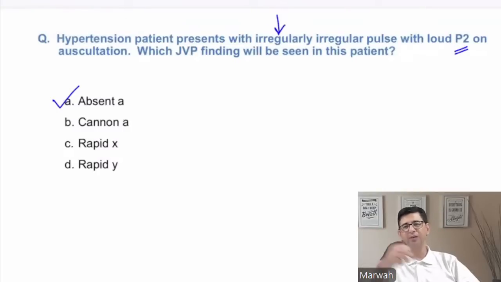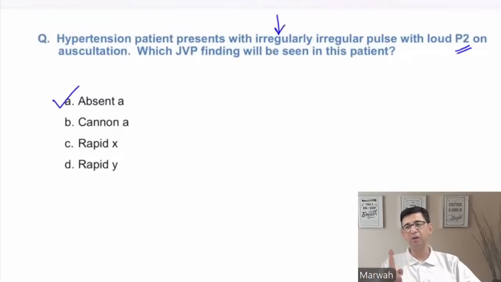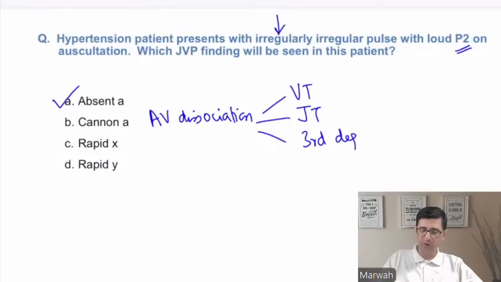My point was only why it is happening after a while in the story. Even hypertension patients later on. No, it doesn't matter. The main keyword is loud P2. Loud P2 would mean that there is pulmonary artery hypertension, and due to that there should be a presence of a large A wave in a patient. So I was thinking cannon A wave cannot be an answer, because cannon A wave is always AV dissociation. That would be ventricular tachycardia, junctional tachycardia, third degree heart block. Those are the situations where we'll be getting it. So we do not have any discrepancy.